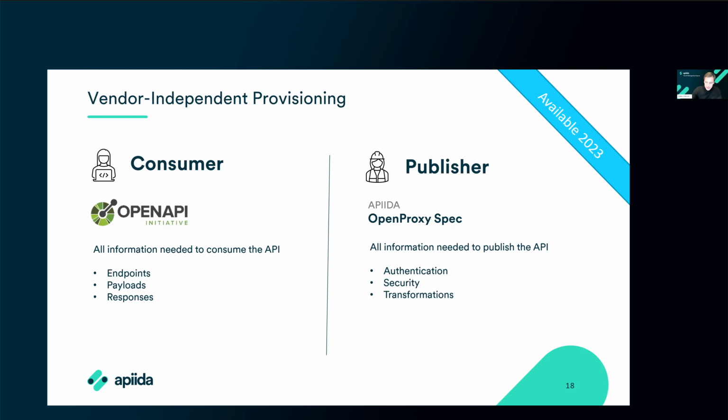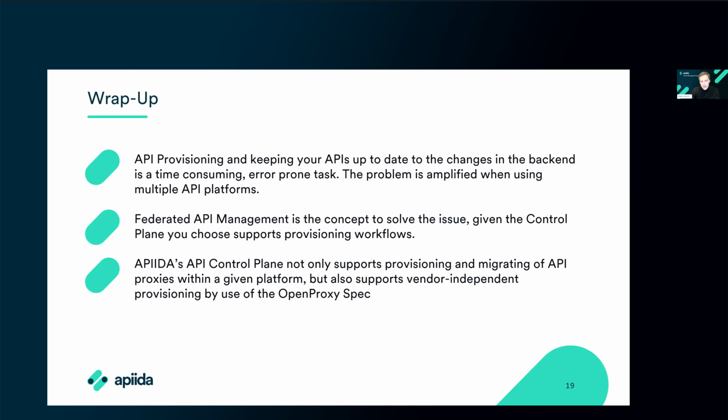So that brings us to the wrap up. API provisioning and keeping your APIs up to date to the changes in the backend is a time-consuming and error-prone task. And as we've seen, that problem is amplified when using multiple API platforms. And make no mistake here, you might think that you nowadays have only one API management platform, but I'm quite sure that even if you have only one right now, you will have multiple in the future.